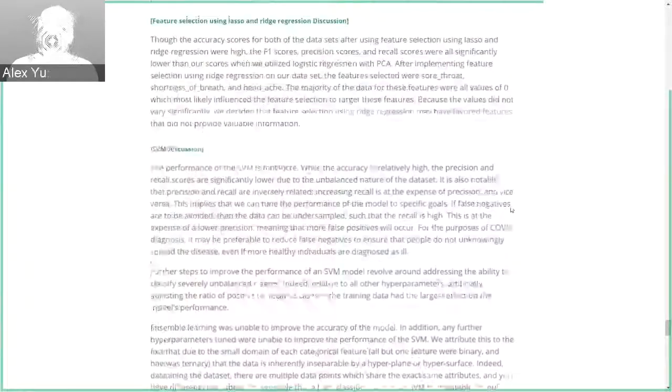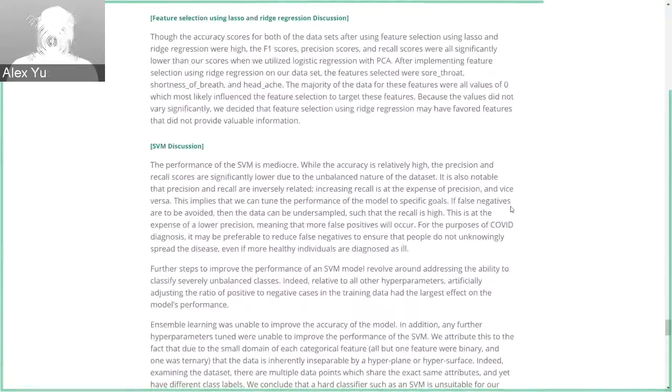Next. Our accuracy scores were high after applying feature selection for both ridge and lasso regression. Our F1, precision, and recall scores were low compared to our scores for logistic regression with PCA. This may be due to the fact that lasso regression did not rule out any features, and ridge regression targeted features that did not vary significantly.